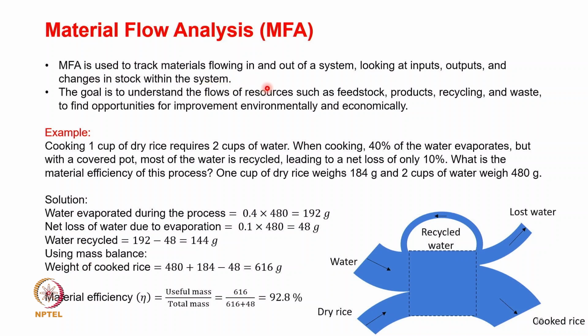So material flow analysis is to track the materials flowing in and out of a system by looking at the inputs, outputs, and changes in the stock between the system. So here the idea is to understand the resources: what is feedstock, what is products, are we recycling something, is there a waste material coming out of it, so that we can find opportunities of improvement in terms of course economically and environmentally.